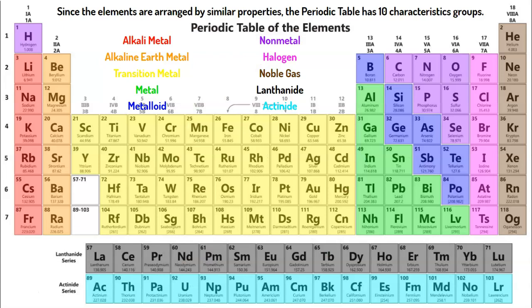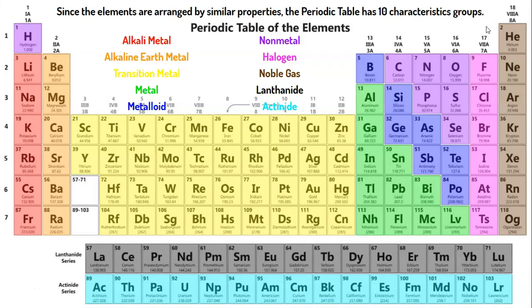So with all these characteristic groups, let's dive into their similarities. Why are they similar? Why are they grouped up like this? We're first going to talk about the alkali metals. Now, the alkali metals are very highly reactive to water.